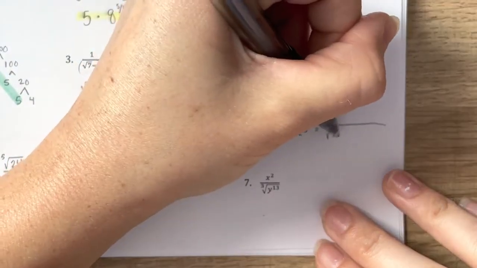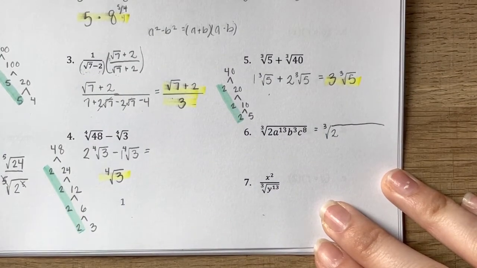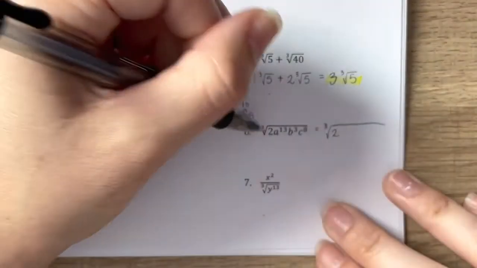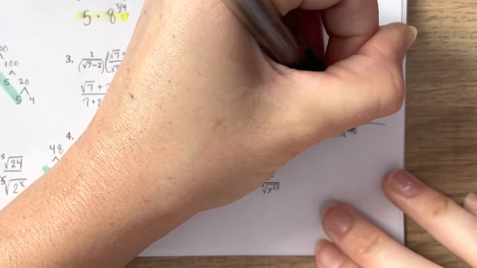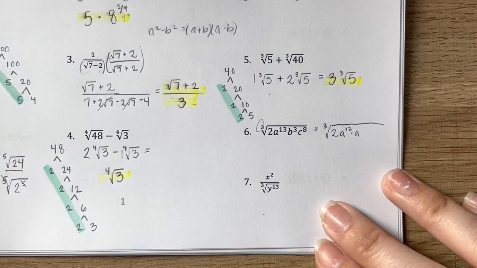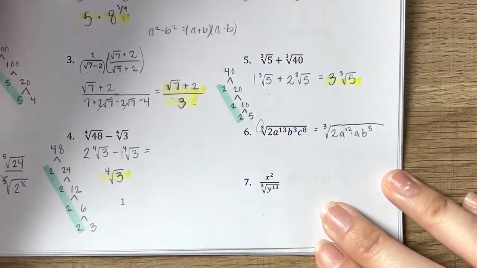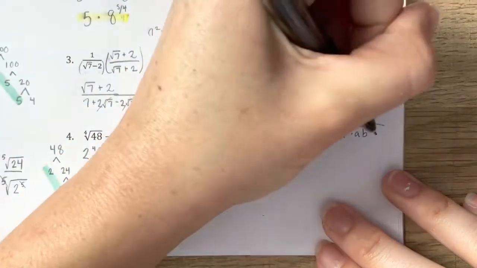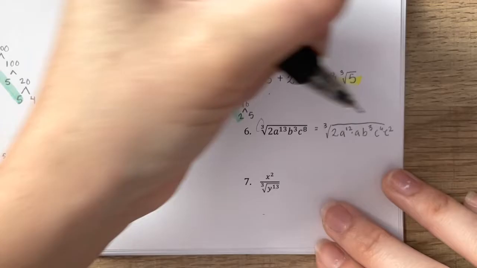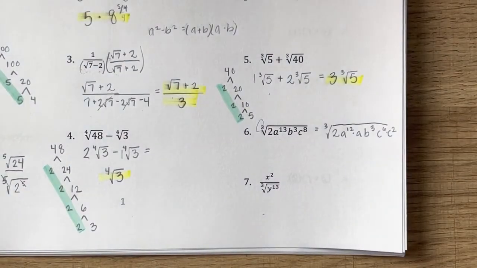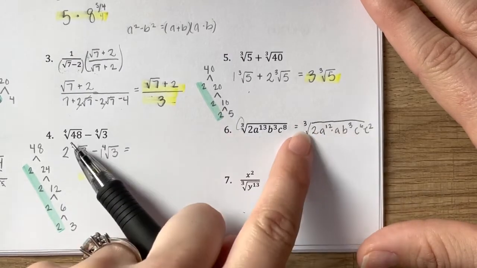So the 2 will stay there, that's just to the first power. If I want to break down a to the 13th into something that's divisible by 3, I can break it down into a to the 12th times a, and then b cubed, that's already divisible by 3, so we're good there. And then c to the 8th, I can break down into c to the 6th times c squared. It's the same amount of c's being multiplied together, I just wanted to break down into c to the 6th because it's divisible by 3.